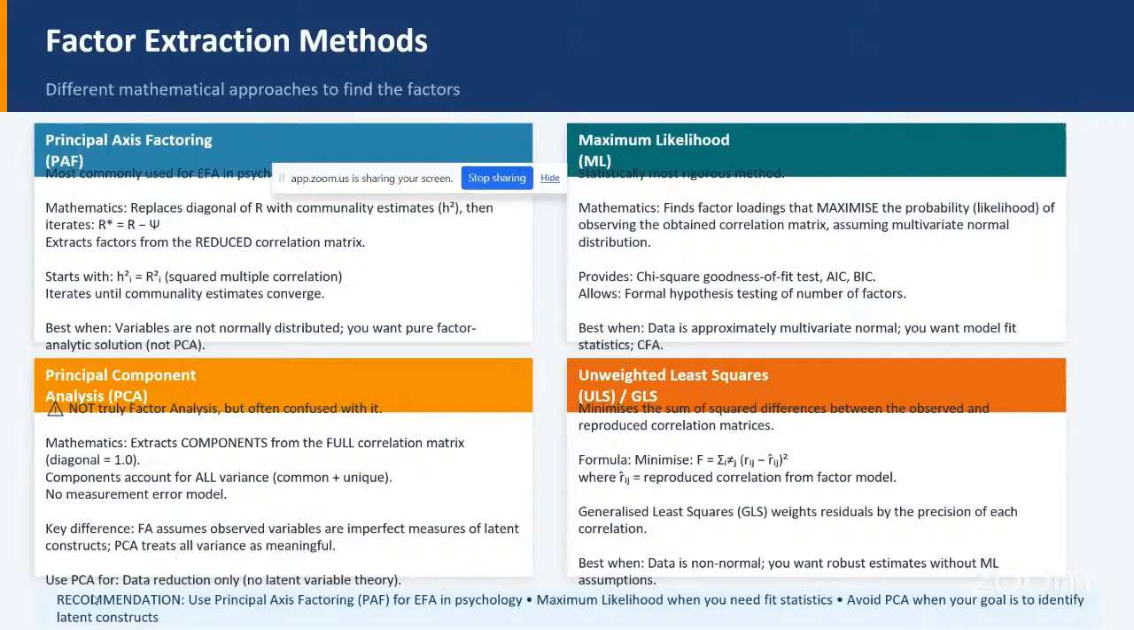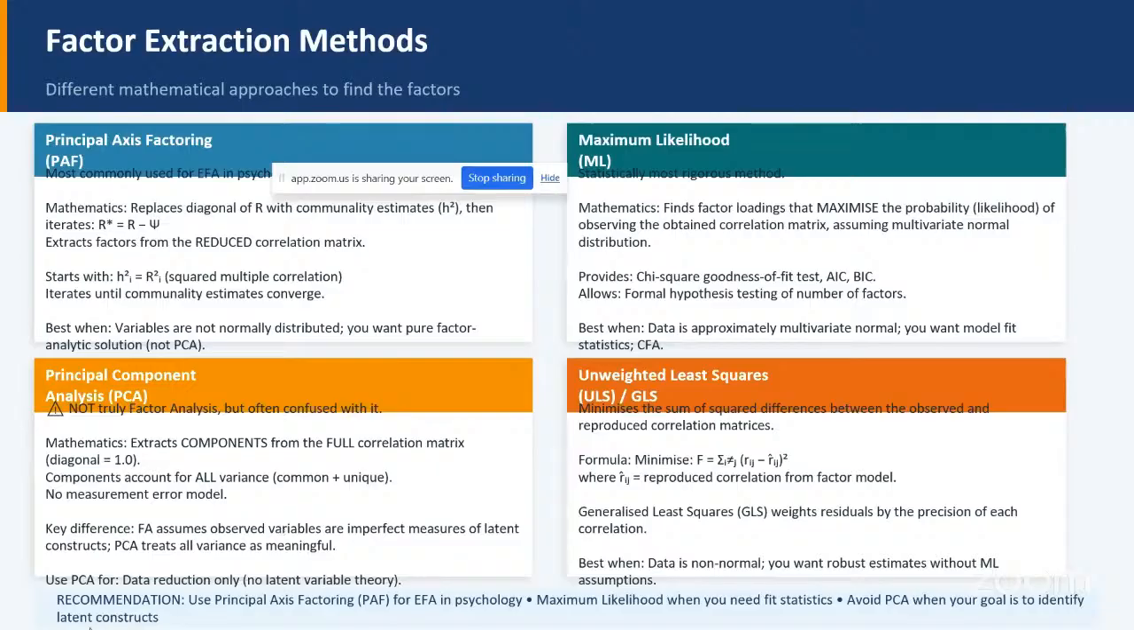So, where to use PCA? Data reduction only, no latent variable theory must be there. We can use it only for data reduction. We can't separate things and put them in some latent variable. We can't deal with latent factors.